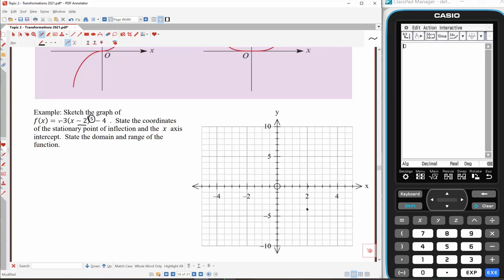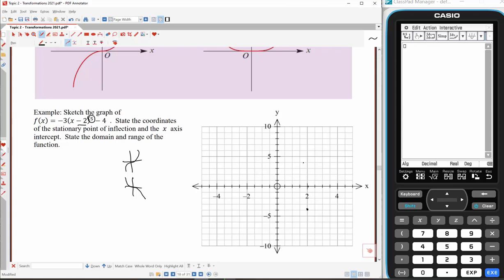Now this negative here means that the standard cubic, if it's got a negative in front of it, instead of looking like that, will go like that. So that negative sign reflects in the x-axis. The 3 is a dilation factor 3 from the x-axis. Well, we're not going to worry about that because the dilation will take care of itself.